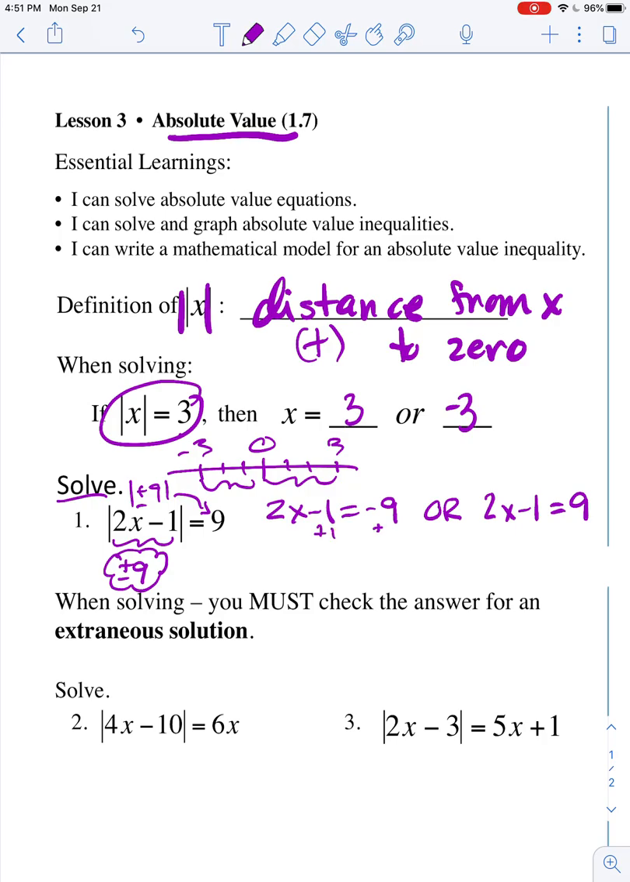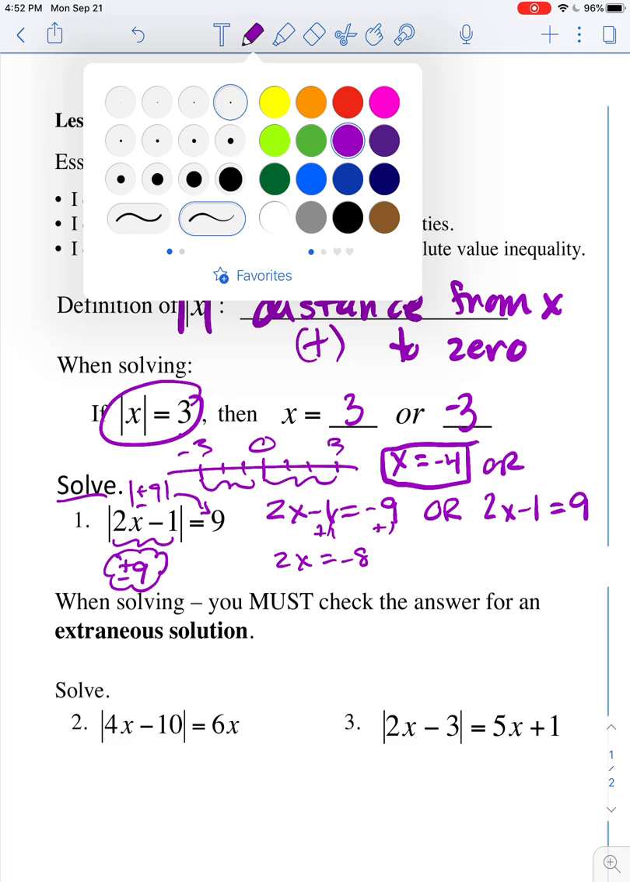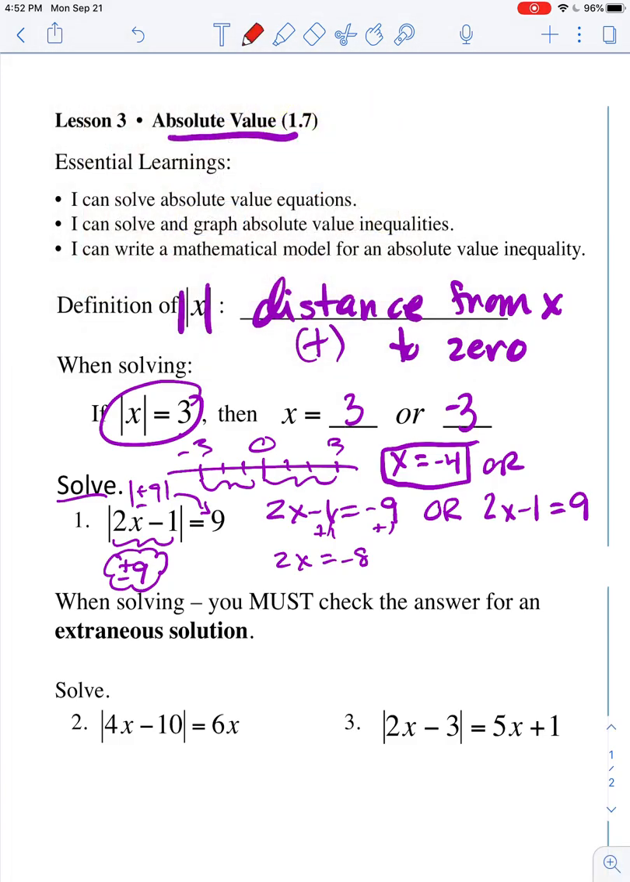So I'm going to add 1 to both sides, and I'm going to end up with 2x equals negative 8. So my first answer option is that x equals negative 4. Okay, or, and then I'm going to give myself a second option and say this other equation would work as well. I'm going to add my 1, same kind of math. I'm going to have 2x equals 10. Dividing by 2, I'm going to have my second option, x equals 5.